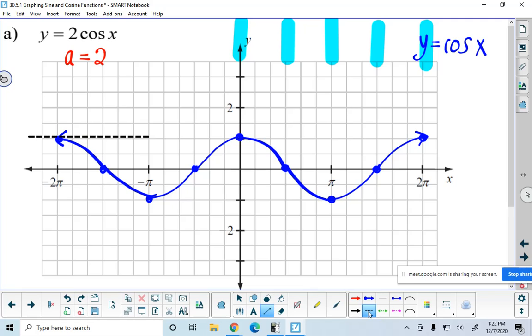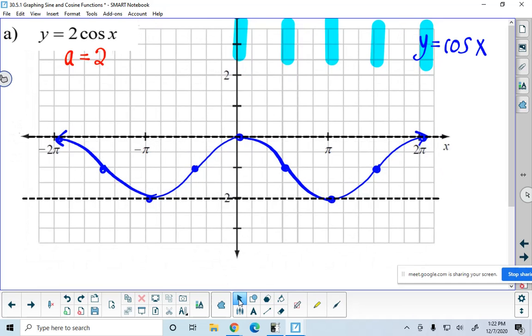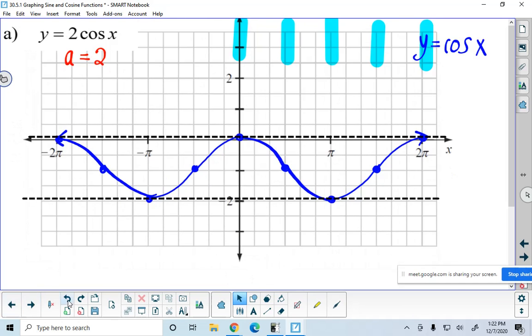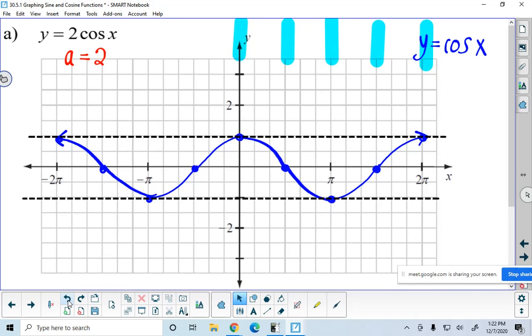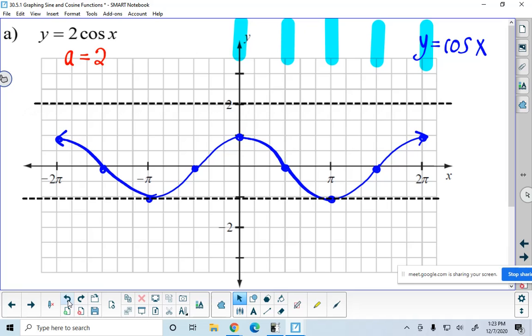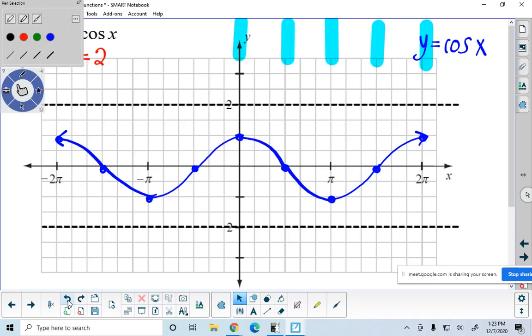When it was cos x, the maximum was 1 and the minimum was -1. If everything is stretched vertically by a factor of 2, then the maximum will be twice as great, the minimum will be twice as great, but the x-intercepts will stay the same.